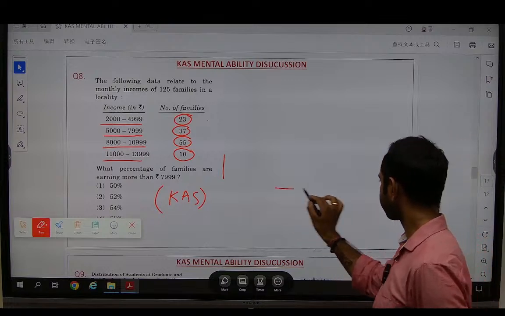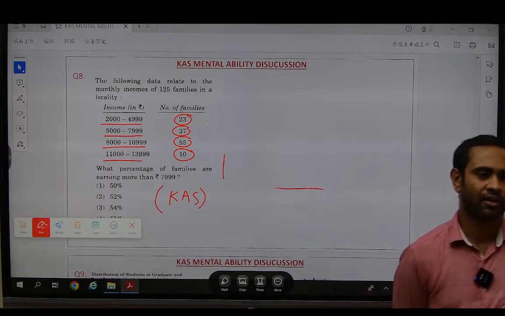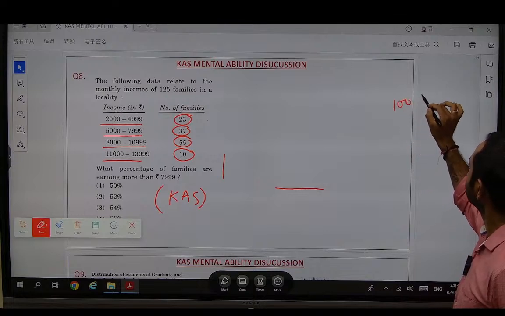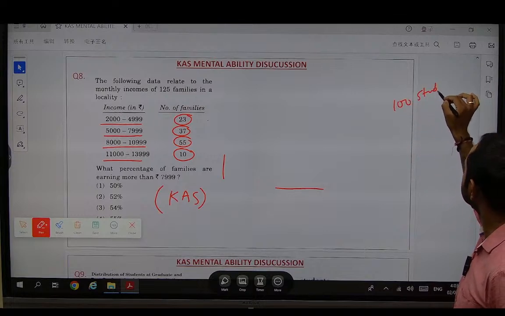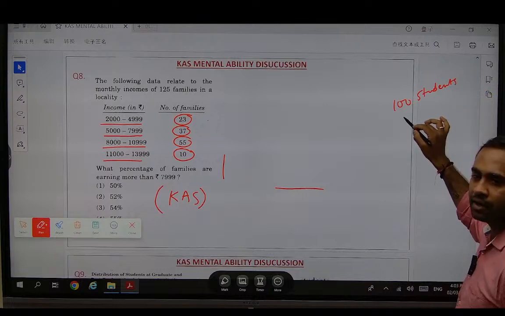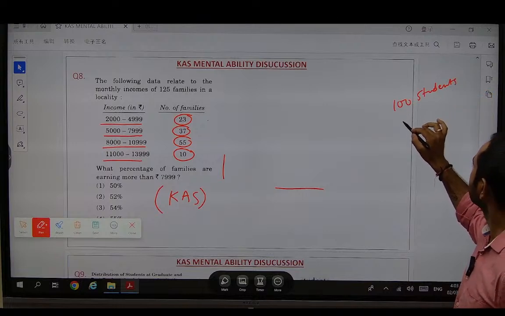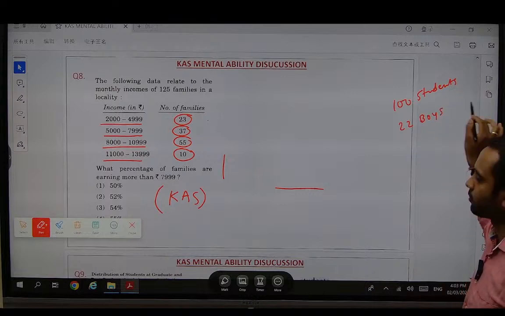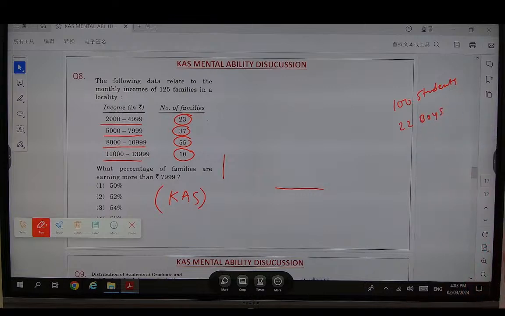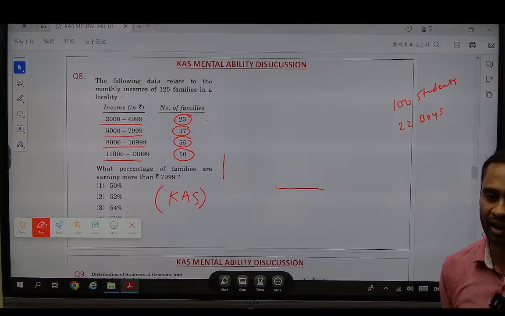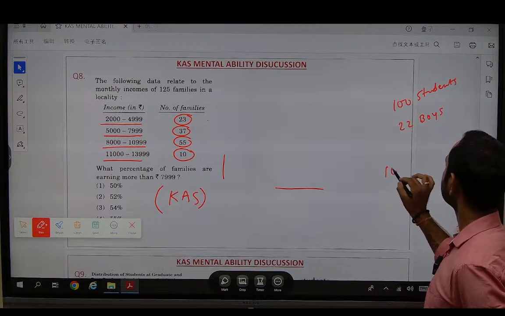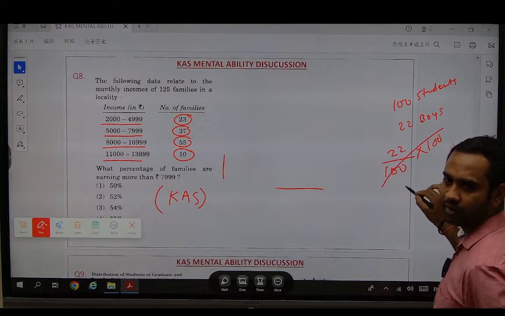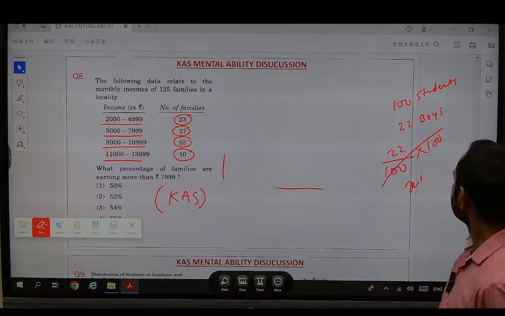So now, if I say there are 100 students, and there are 22 boys, this is impossible, but I'm just telling. Can you tell me the percentage of boys in the class? Sir, total is 100, 22 are boys, multiply by 100. So it is 22%. That means the total is required.